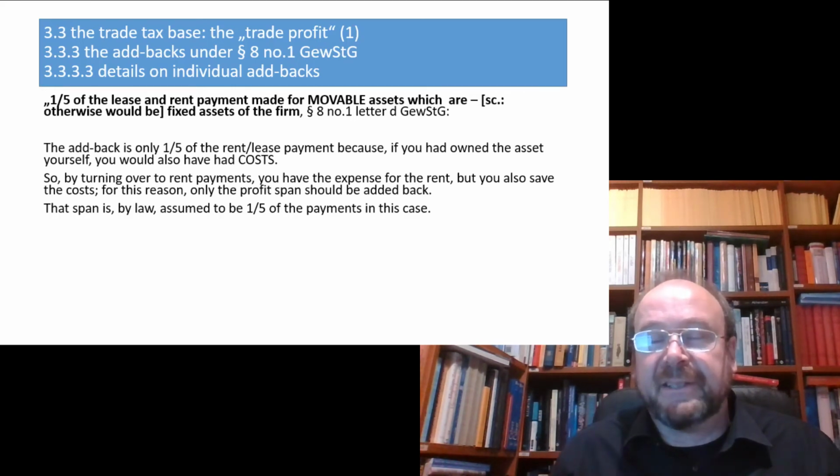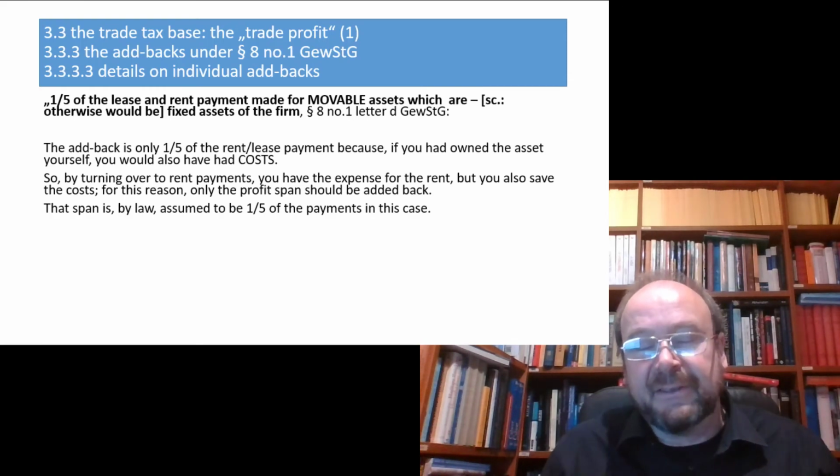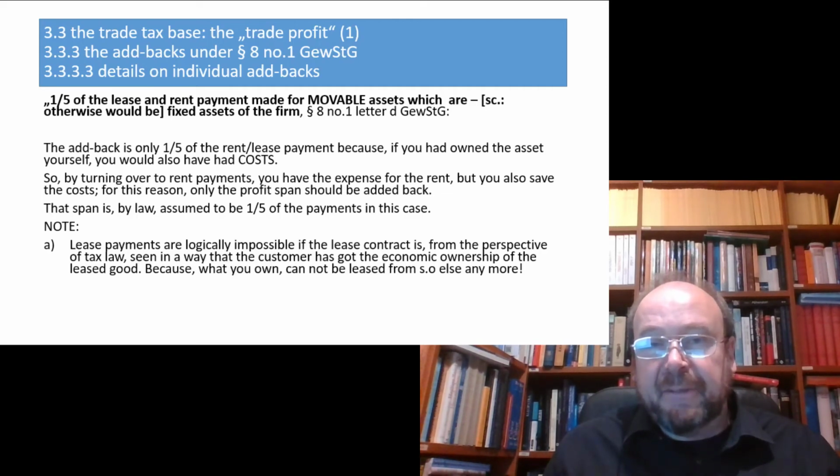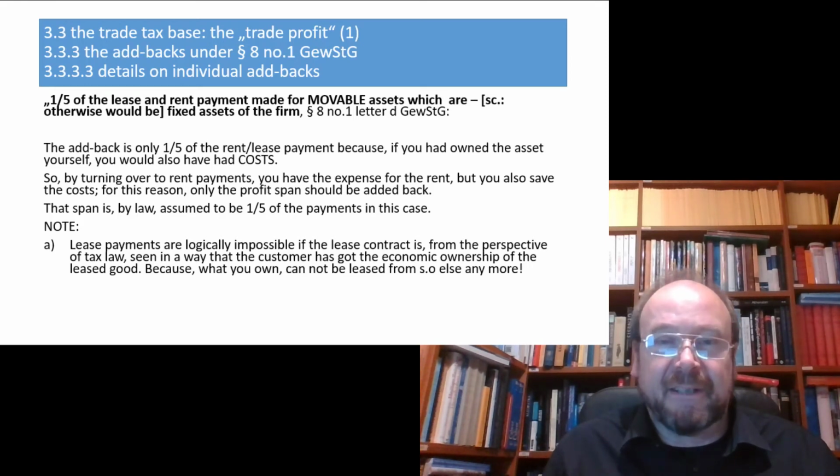And that profit span is here assumed to be 1/5 of the payment in case, because you can't determine it in the individual case. The customer does not know what the owner charges as a profit span, so the law just says, let's assume it's 20%. Lease payments for fixed assets can only exist if the lease contract is still regarded as a lease contract by law, and not if it's regarded as a covered purchase contract.